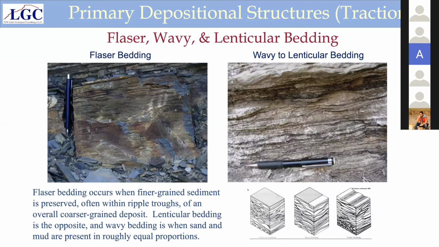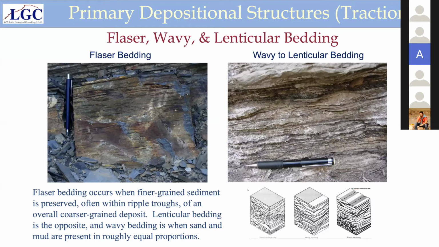On the other end of the spectrum, if you look at this picture on the right, just above the pencil, there's an interval down here that is a little bit more muddy than it is sandy. That interval right there, I would refer to as lenticular bedding. Above that, where the mud and the sand are in roughly equal proportions, we call it wavy bedding. And so the only difference between those three terms is the relative abundance of the fine-grained sediment and the coarser grained sediment.